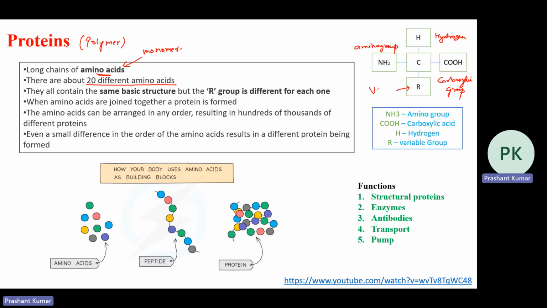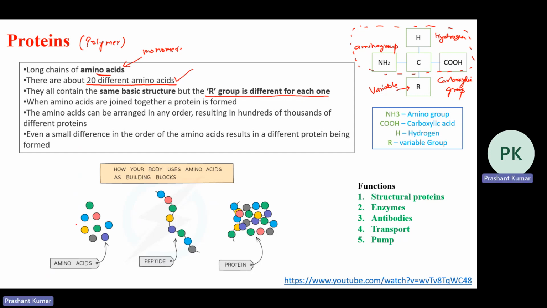And this is the variable group. When we say variable, this structure up to here is common in all 20 types. Only the R group is different. So the R group is different for each one of the amino acids.